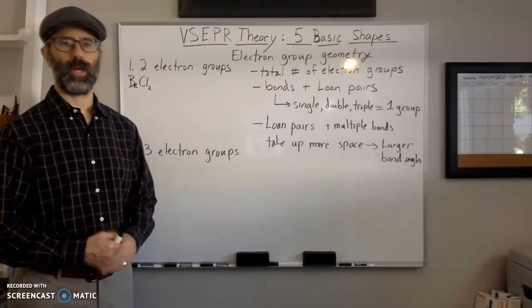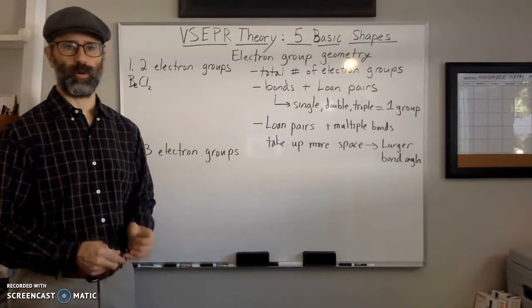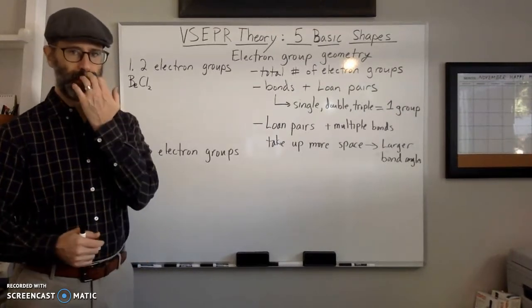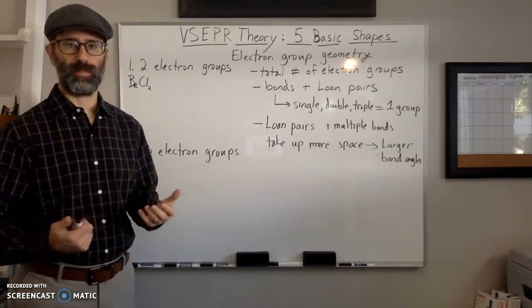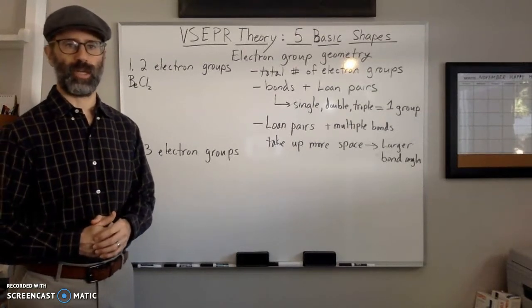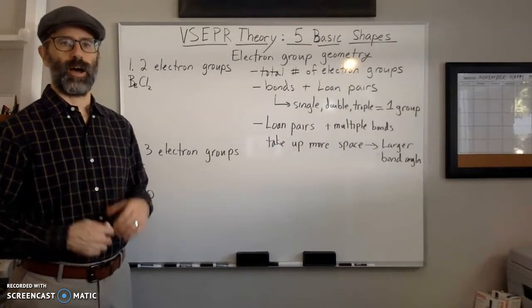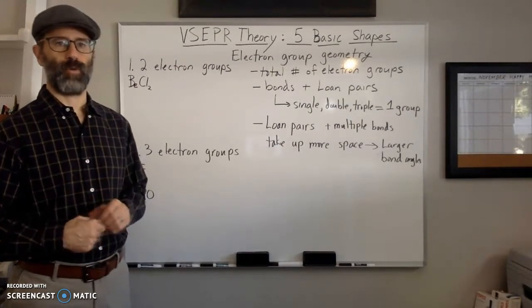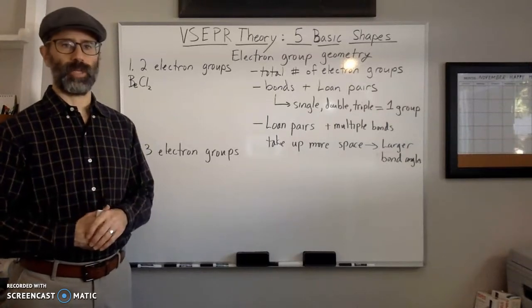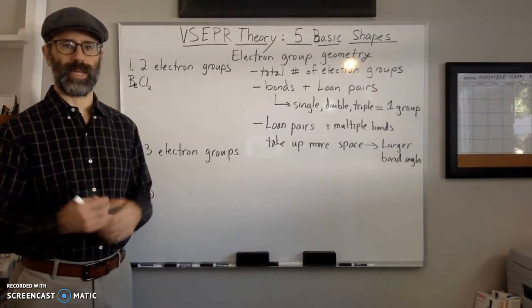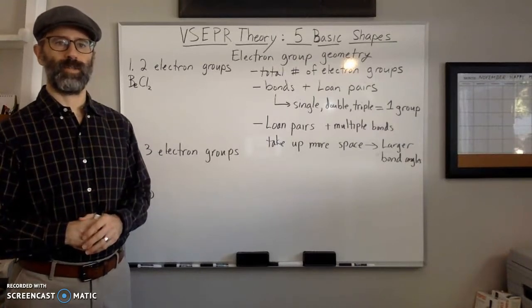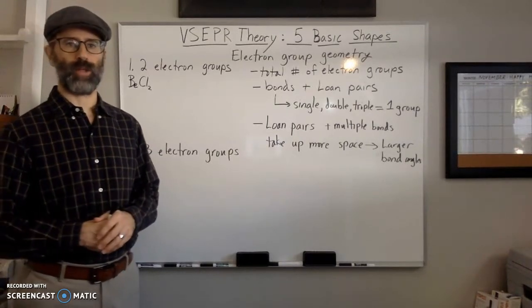In this video I'm going to be talking about VSEPR theory and five basic shapes that you can get from molecules using this theory. So VSEPR theory stands for Valence Shell Electron Pair Repulsion. I'll talk a little bit about what that is and how you can use it, if you understand it, to figure out what the shapes of your molecules are.